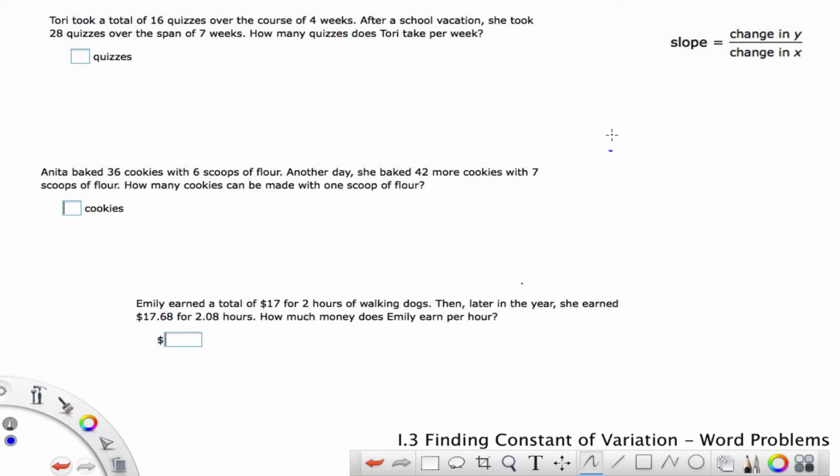This is grade 8, I.3, finding the constant of variation with word problems.